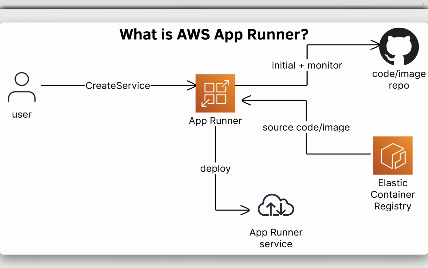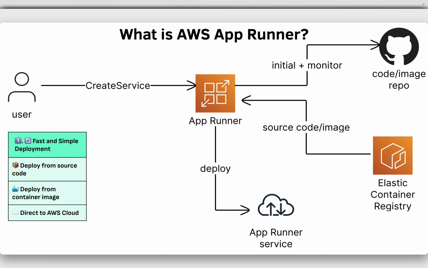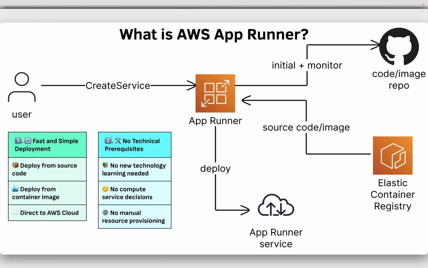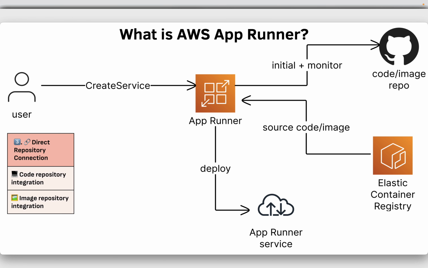So what is AWS App Runner? AWS App Runner provides a fast, simple, and cost-effective deployment method, which allows users to deploy applications directly from source code or container images to a scalable and secure web application in the AWS cloud. The service eliminates technical prerequisites by removing the need to learn new technologies, make decisions about compute services, or understand AWS resource provisioning and configuration.